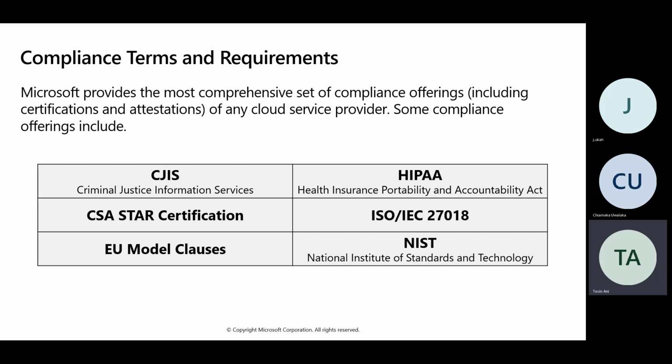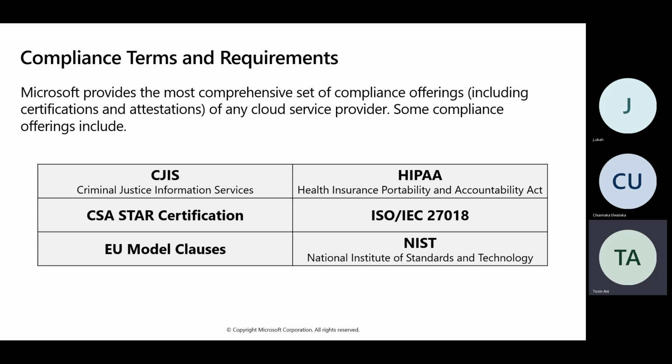We have the CSA STAR certification. We have the ISO. We have the EU model clauses, NIST. Now, all of this, for instance, the STAR certification, that's the CSA, and CSA is simply Cloud Security Alliance. For that, we have the likes of Azure, Intune, Microsoft Power BI, and all within Microsoft, they have all obtained this Cloud Security Alliance STAR certification. And this is done through a rigorous independent third-party assessment of cloud provider security posture. And this is something that has been achieved.